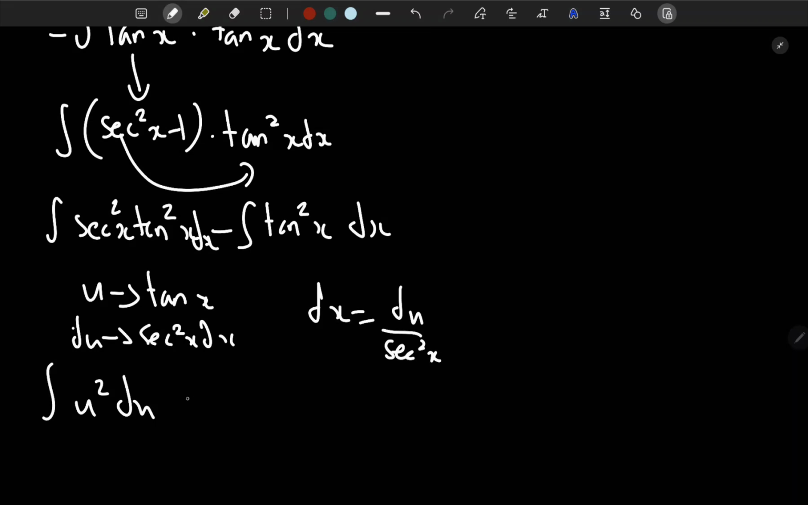And we can integrate this now, so it will become u cubed over 3 plus, okay, I'll leave the c for now, we'll add that in the end. Now the next step is to know how we integrate tan squared x over here.